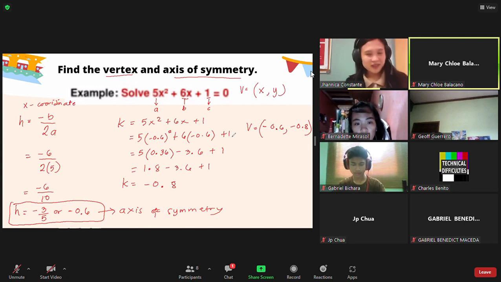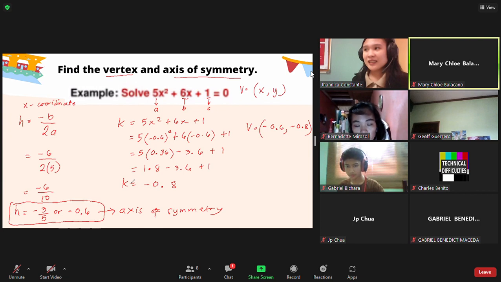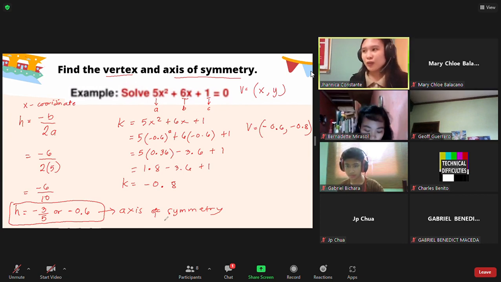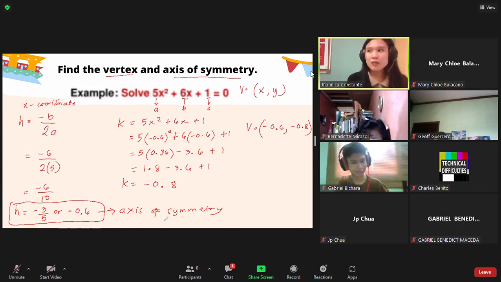Yes. Take the opposite sign of the vertex when the equation is written in vertex form. That is the one you're going to get the opposite sign. For h only. But the k remains the same sign as in the function. But when written in general form, no need to get the opposite sign. Okay?